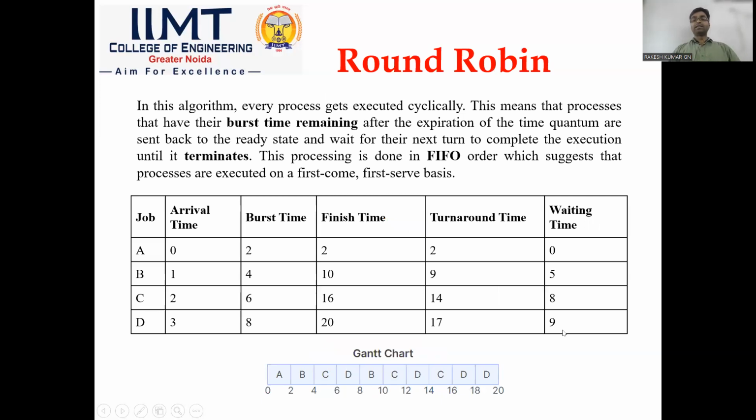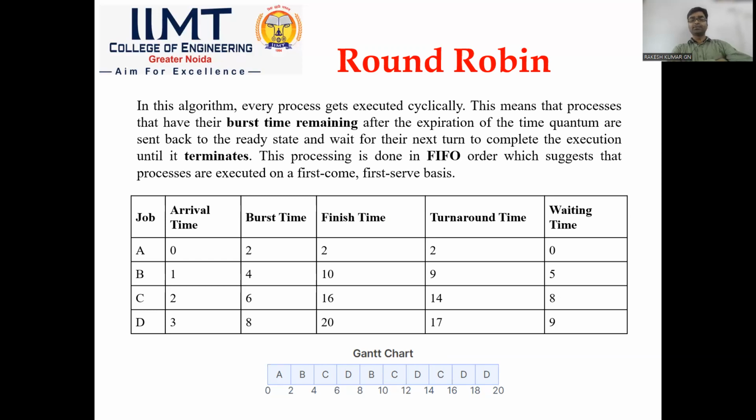Here, the last one is the round robin algorithm. The round robin algorithm basically works over a time quantum, or some kind of time slice. The time quantum tells us how much time a particular process will stay in the running state. Basically, it's a cycling process.